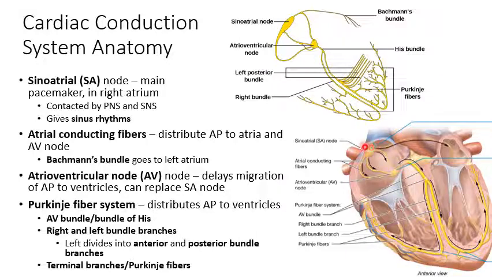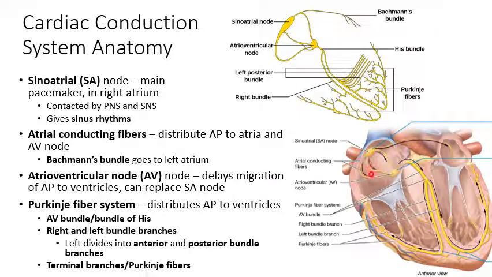Rhythms generated by the SA node are called sinus rhythms. So if you've ever heard the term sinus rhythms, that just means heart rhythms that are determined by the SA node. Coming out from the SA node, you have the atrial conducting fibers that travel down the walls of the right atrium to the next node. Part of the atrial conducting fibers includes Bachmann's bundle, which goes across to the left atrium and distributes the impulses from the SA node to the left atrium.